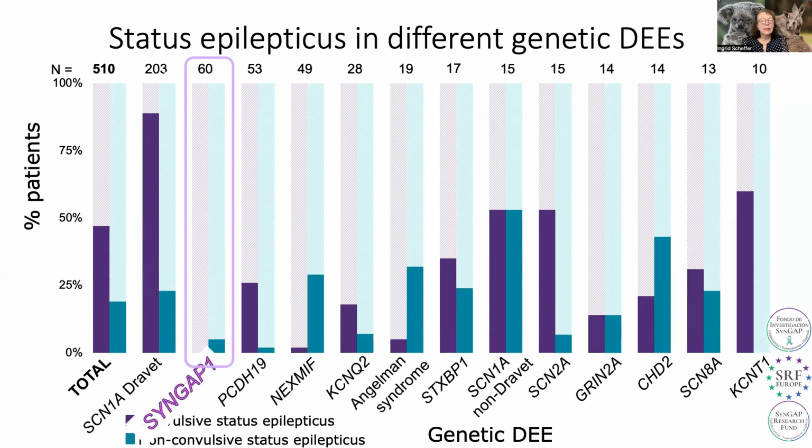And notably, SYNGAP1 is seen here, and nobody had convulsive status epilepticus, which is wonderful news for SYNGAP1 children and adults, because convulsive status epilepticus is definitely life-threatening. But it doesn't mean it's impossible. It just means it's not frequent because it didn't occur in our 60 patients, so it's a reasonable size. But we did have some with non-convulsive status epilepticus.